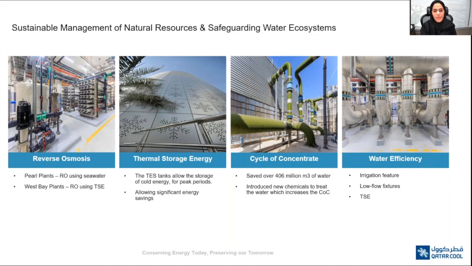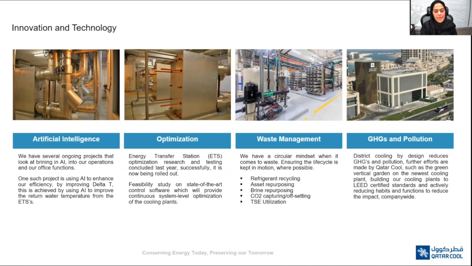For instance, the use of thermal storage energy, the TES tanks allow the storage of cold energy for peak periods and allowing significant energy saving. Another example is cycle of concentrate, or what we call COC. We saved over 400 million cubic meter of water. We introduced new chemicals to treat the water, which increases COC. And finally, we are using irrigation features, low flow fixtures, and TSE as an example of water efficiency.